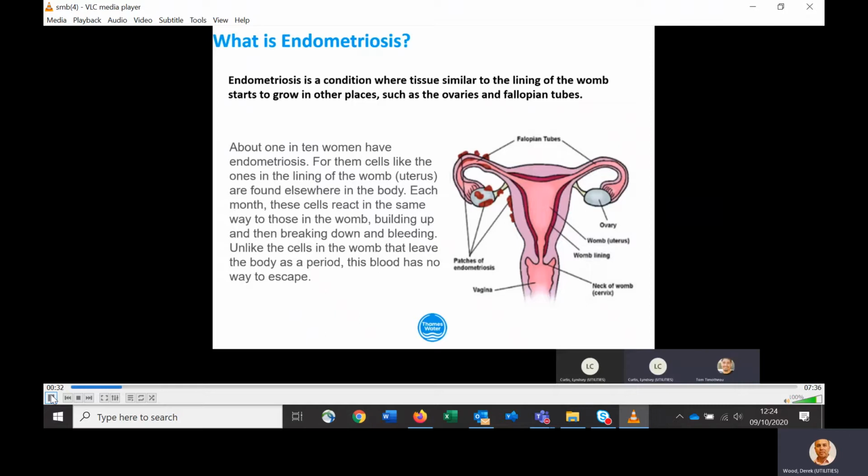Each month, when our cells react in the womb, they build up and then you have a period. So they break down, and if you don't become pregnant, you begin to bleed. But this process happens elsewhere, and because it happens elsewhere, the blood can't go anywhere. In your womb, it comes out of you, but in these other areas, it has nowhere to go. So it builds up and it's stuck there.